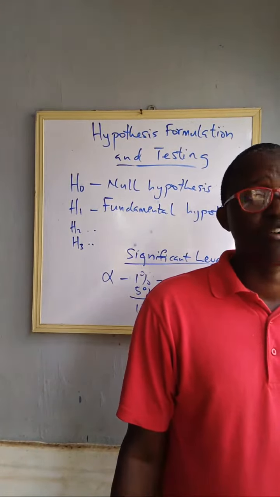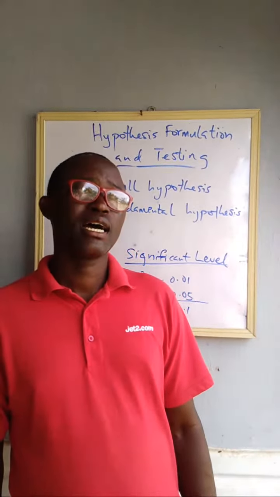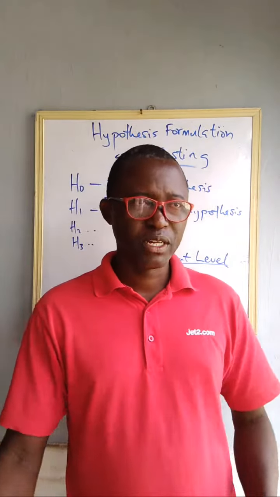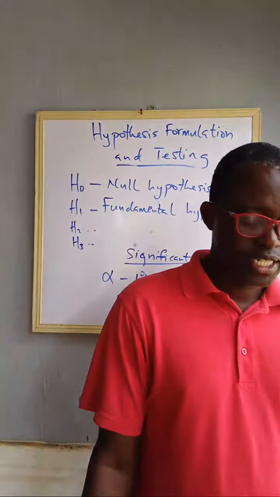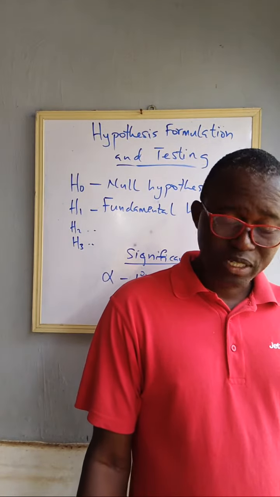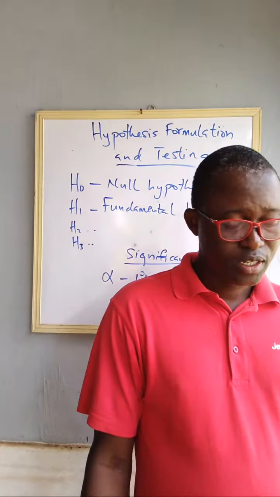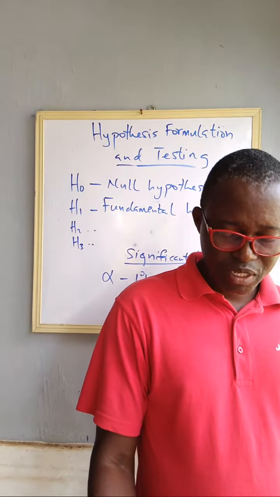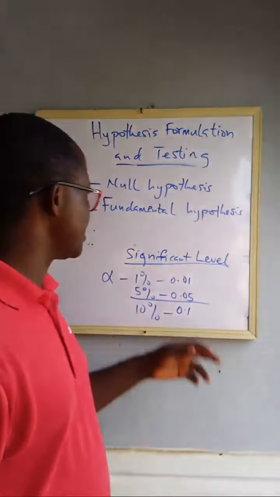Then we talk about degrees of freedom. Degrees of freedom means the number of observations that are allowed to vary in a particular research data. All right. It is the number of observations which are free to vary when certain restrictions are placed on the data being considered.